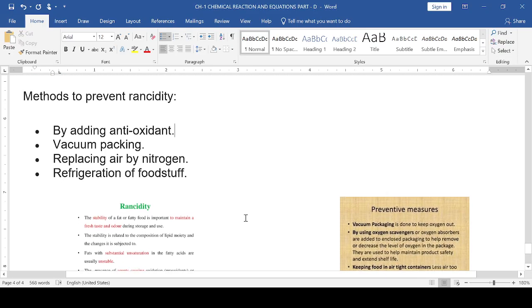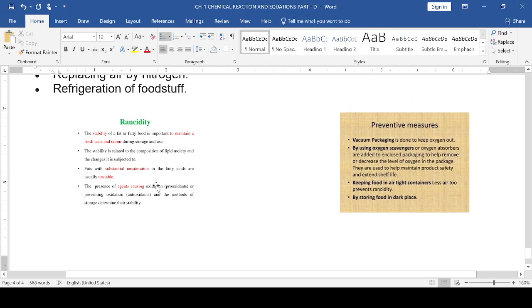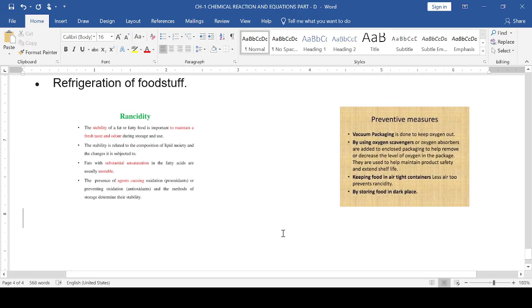So how do I prevent this? By adding antioxidants, vacuum packing, replacing air by nitrogen, refrigeration of foodstuff. So when you keep food outside in your room, it gets spoiled. But the same food, when you place it in your refrigerator for a couple of days, it will not. So refrigeration of foodstuffs. What are the preventive measures? Everything has been given in these slides. Hope you all understood, students.